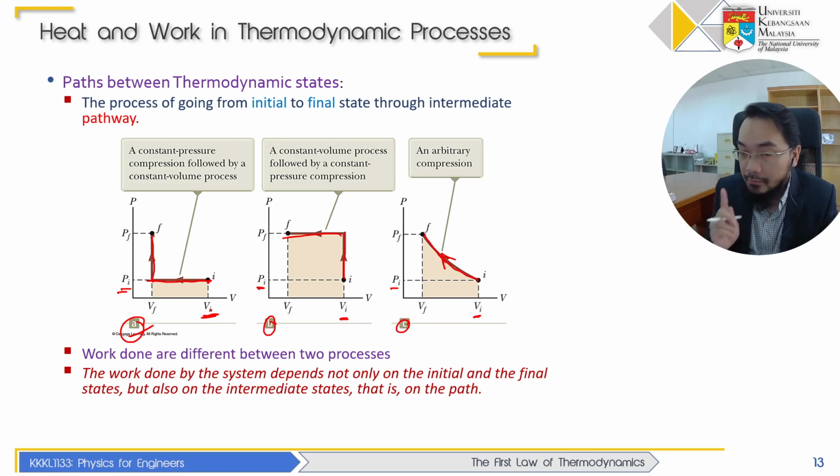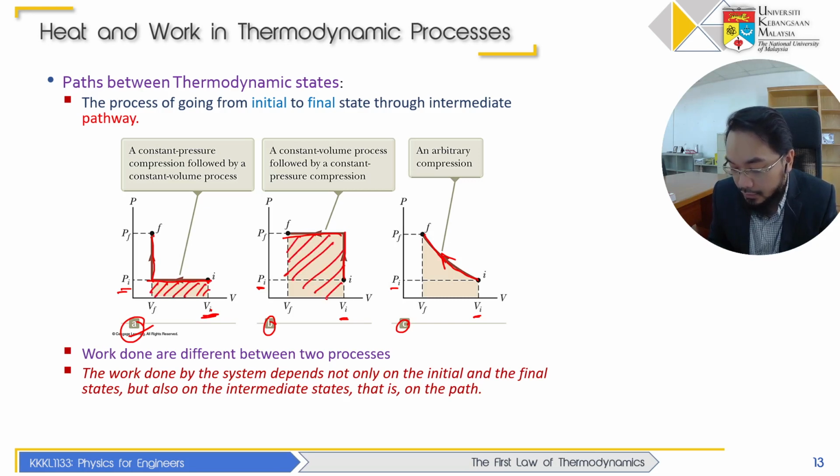One implication of a different pathway, or different thermodynamic process, in moving between the initial and final state is that the work done is not the same. We have established that the work done is calculated by looking at the area under the curve. If you look at A, B, and C, they have the same initial and final states, but the process pathway is not the same. Therefore, the work done, the area under the graph, is not the same for each of them.